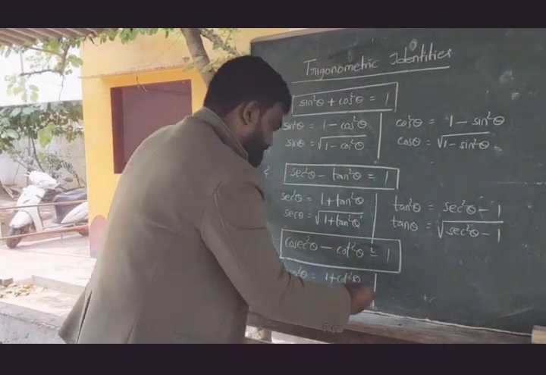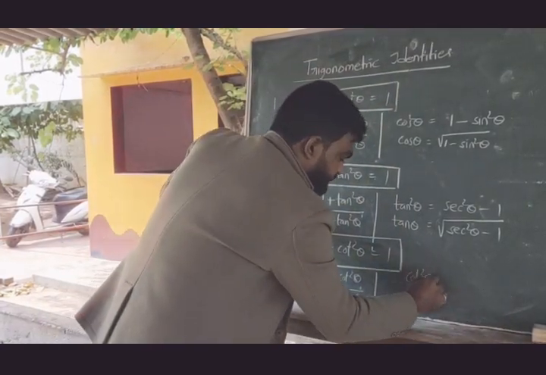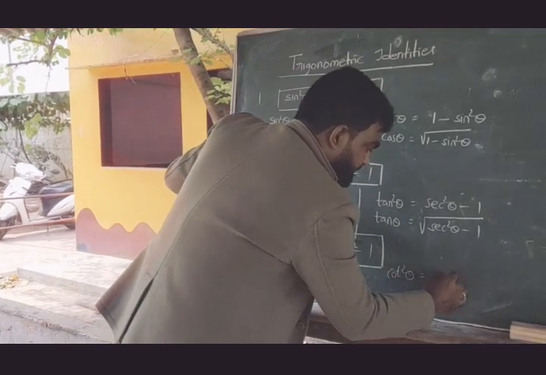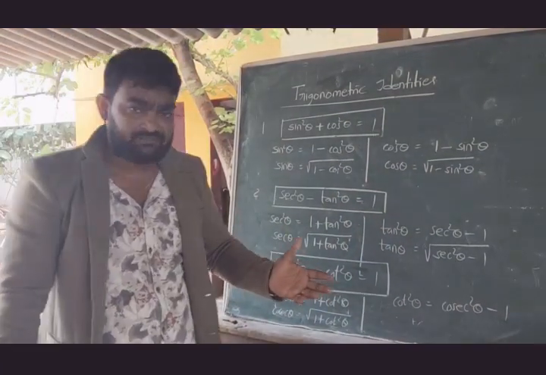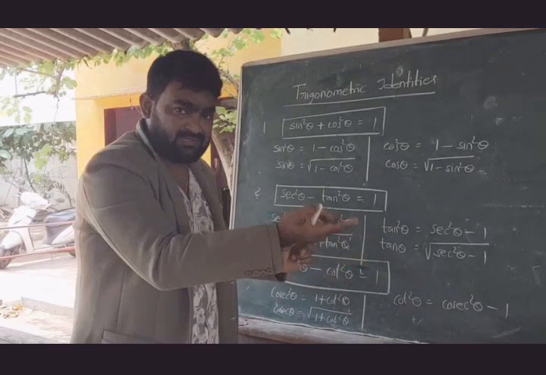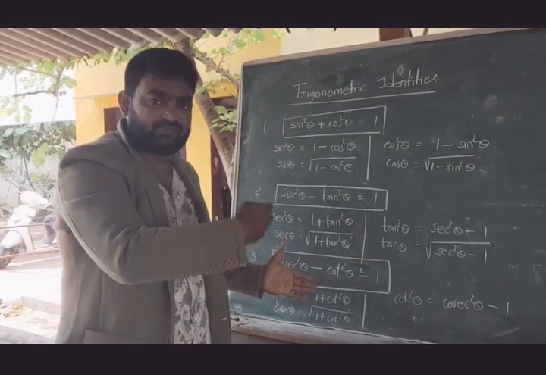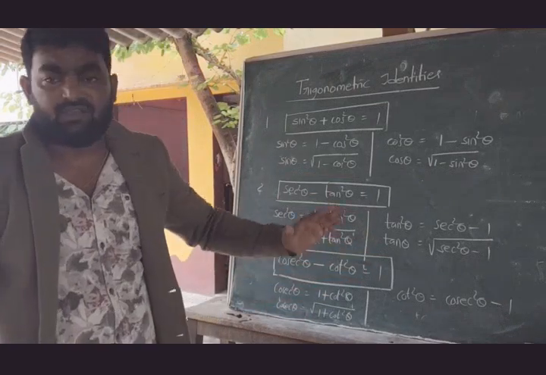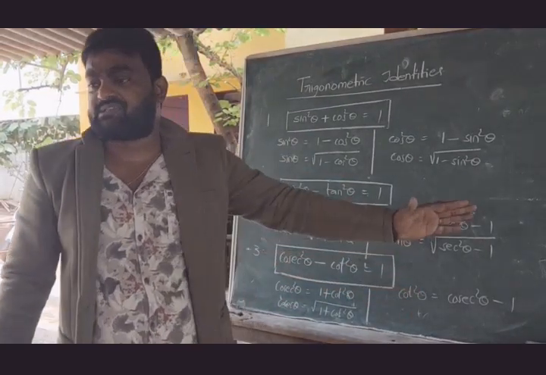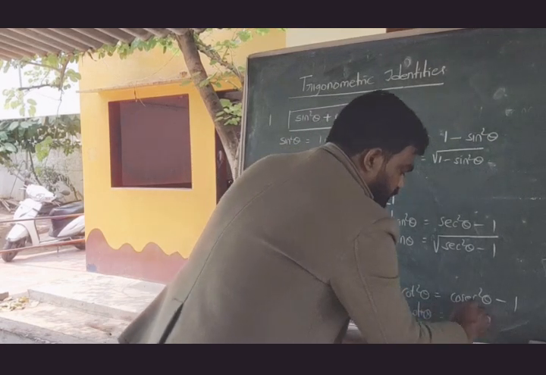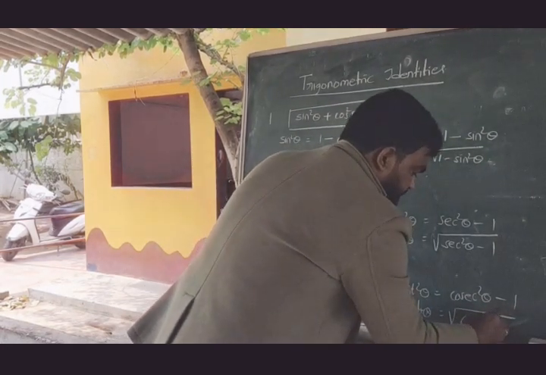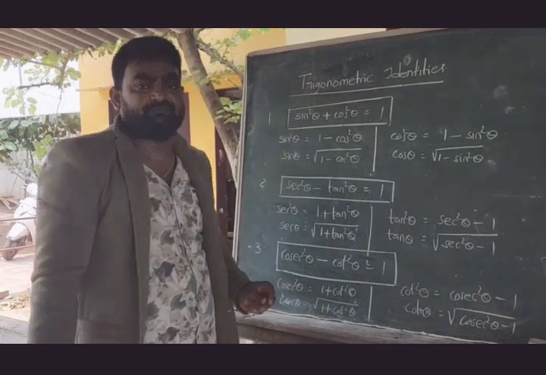Same. Cot square theta is equal to cosecant square theta minus 1. Already explained, by transposing 1 from RHS to LHS and by transposing minus cot square theta from LHS to RHS, we get cot square theta is equal to cosecant square theta minus 1. So cot theta is equal to root over cosecant square theta minus 1.